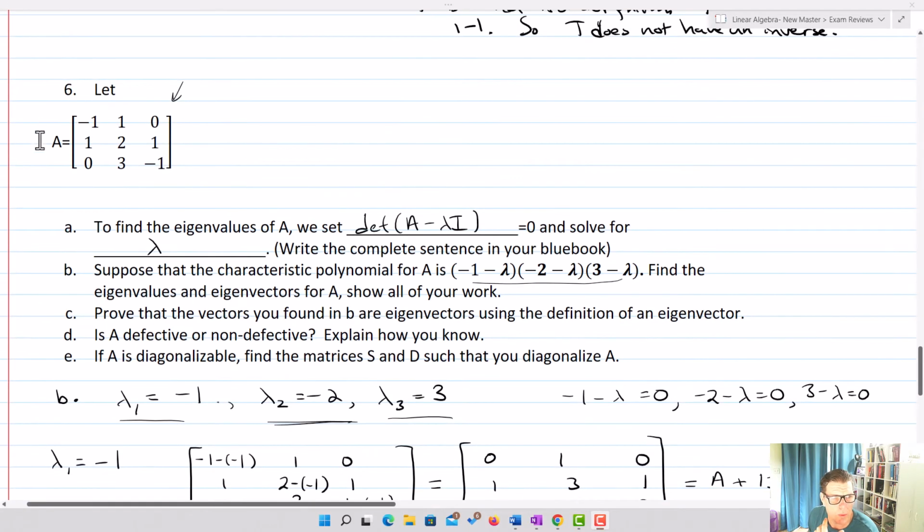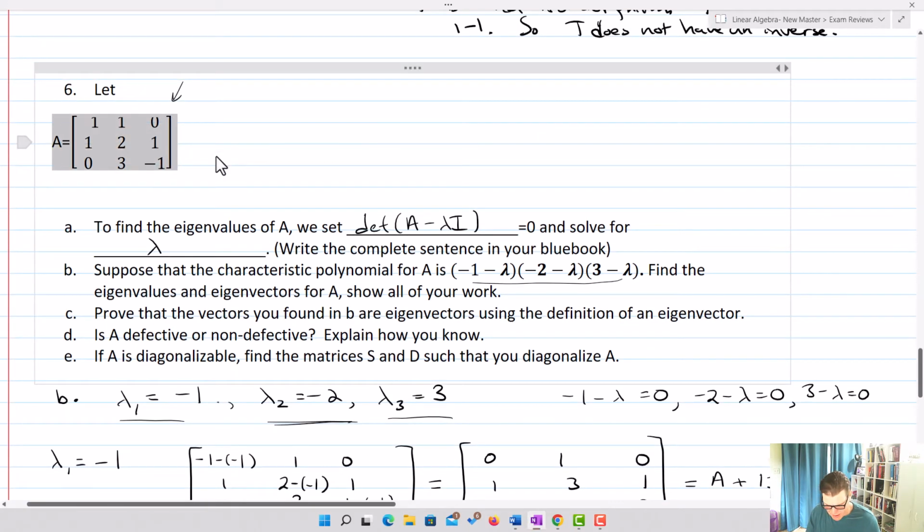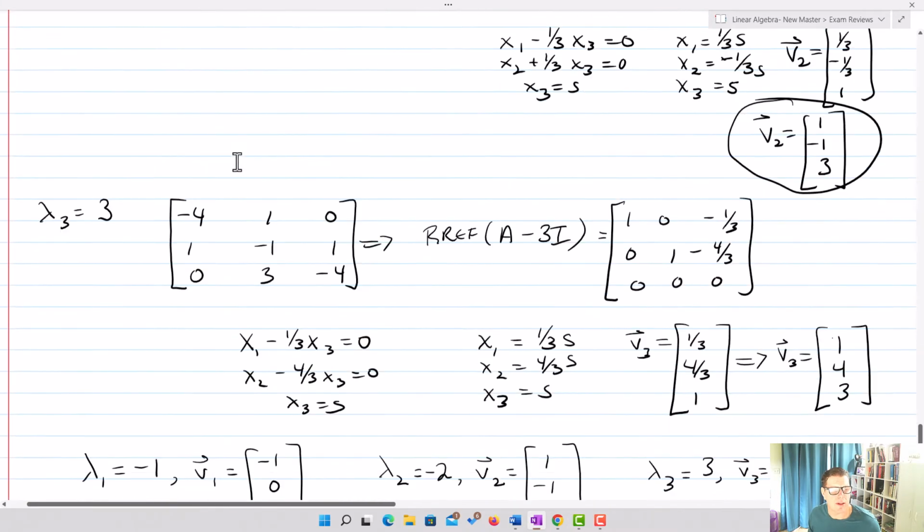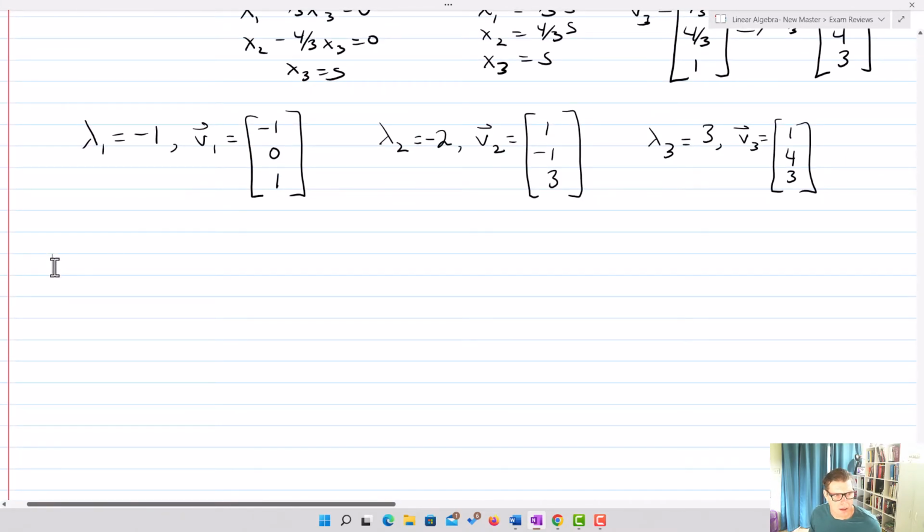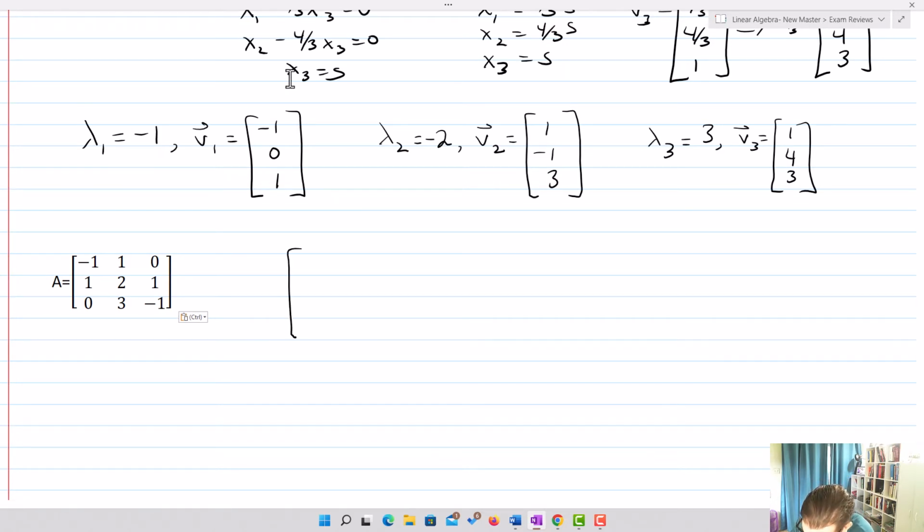So we're going to go back to A. I'm going to pull down A, so we have that for each one of them. And what we need to do is show that A times V1 equals -1 times V1. So we'll take A. That's -1, 1, 0, 1, 2, 1, 0, 3, -1, times -1, 0, 1.